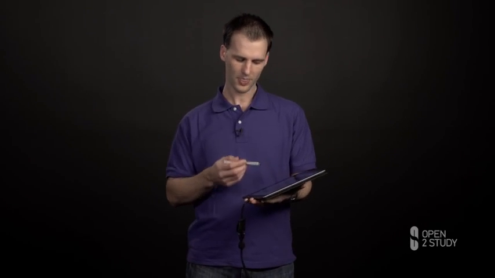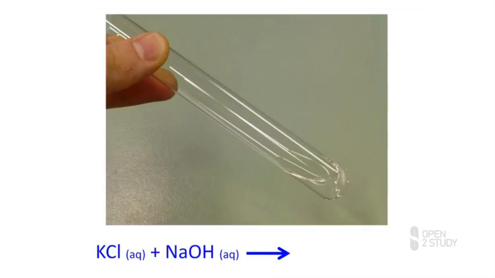Let's start by having a look at a reaction between potassium chloride and sodium hydroxide. So here's the start of my chemical reaction, potassium chloride and sodium hydroxide. I've got my potassium chloride waiting in my test tube, ready to go. Before we add though, let's have a look at our solubility table and think about what we might expect to happen.